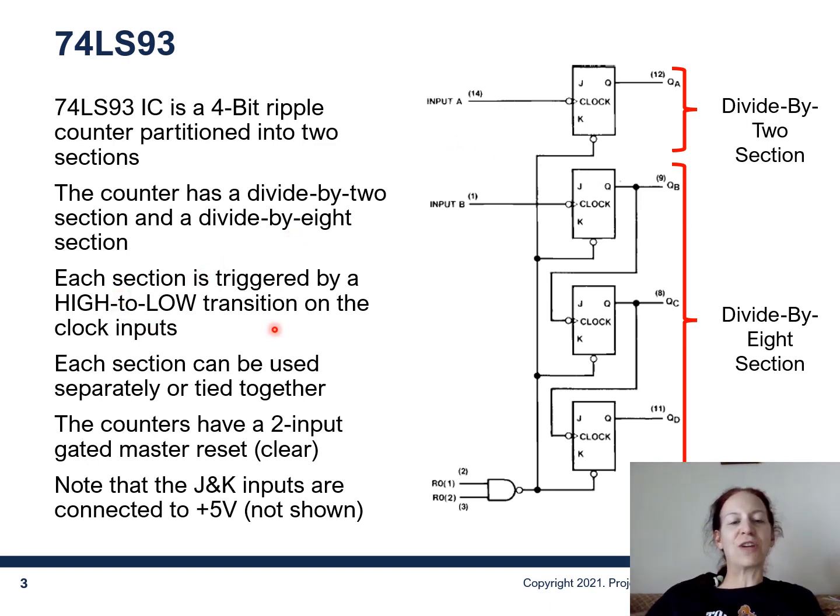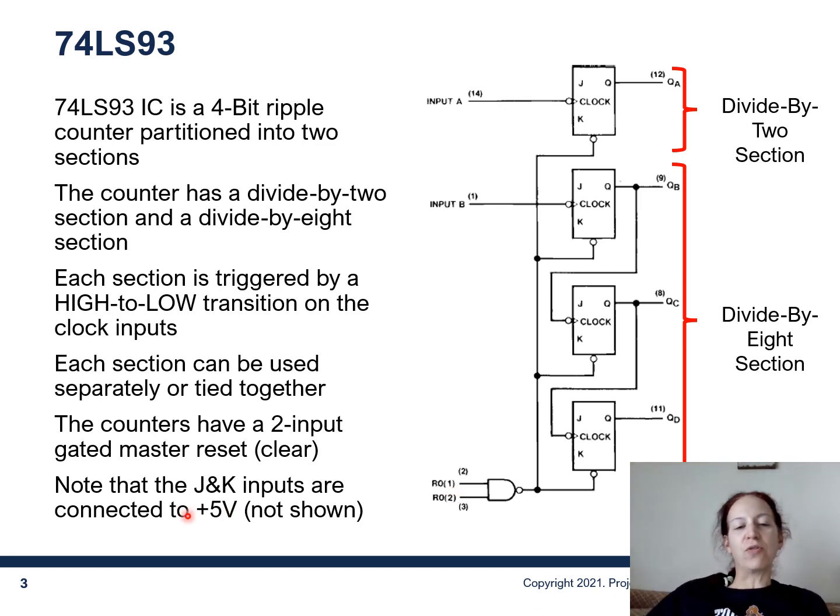Each section is triggered by a high to low transition on the clock inputs, and they can be used separately or tied together. So again, you can use it as a 1-bit counter, a 3-bit counter, or you can connect them together and get yourself a 4-bit counter. But they have the separate clock triggers, and of course, high to low is that negative edge on the clock. The counts have a 2-input gated master reset that is a clear that's down here.